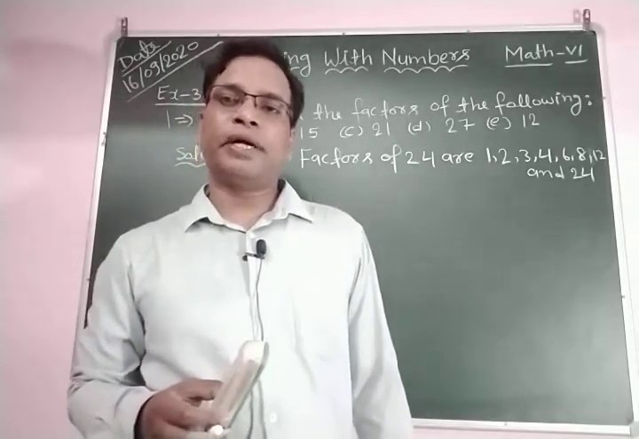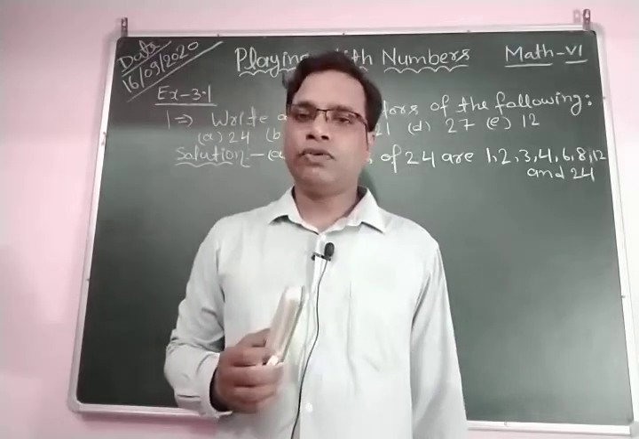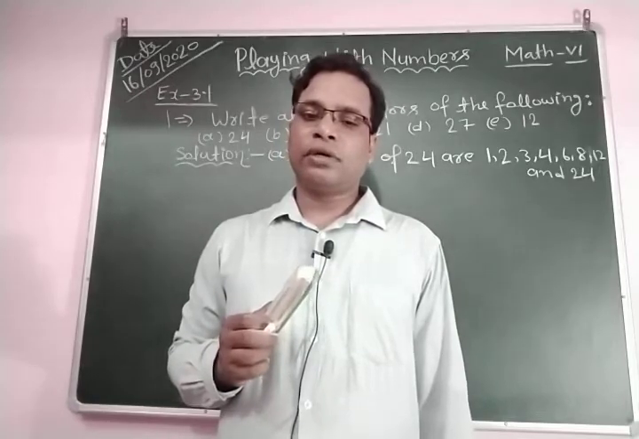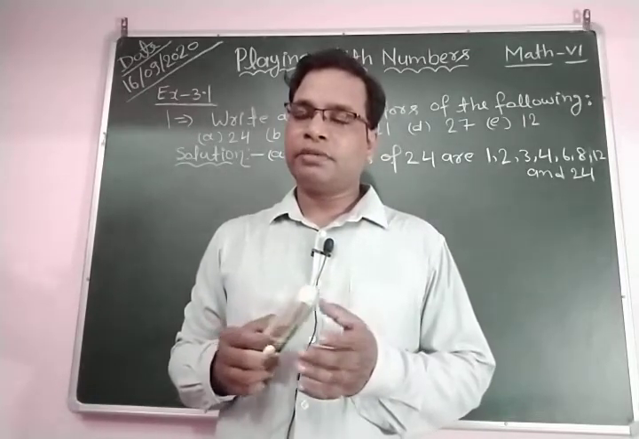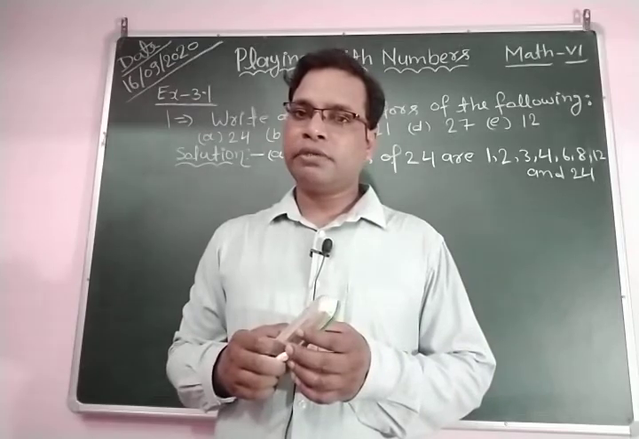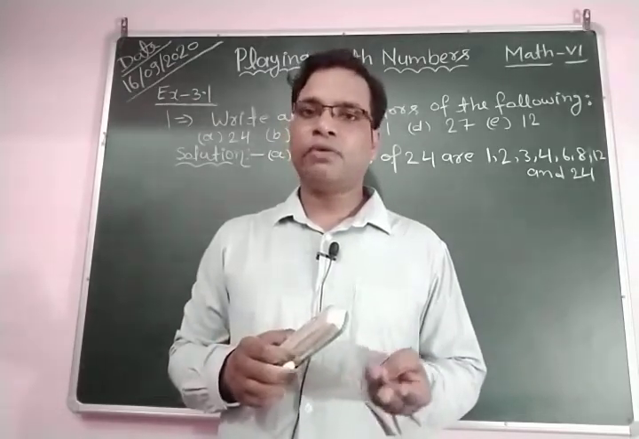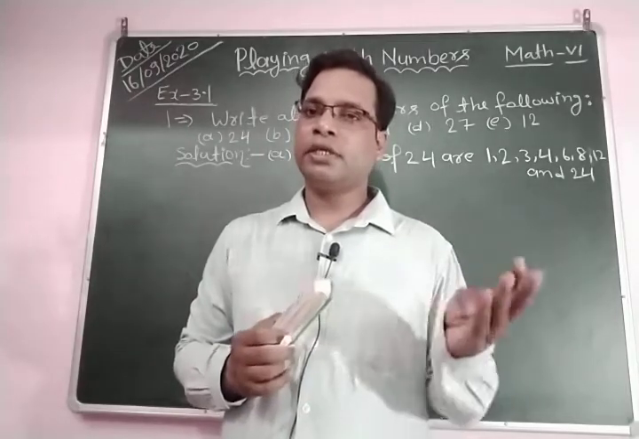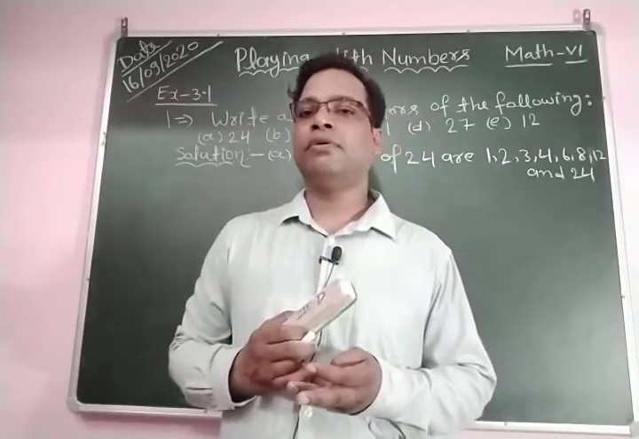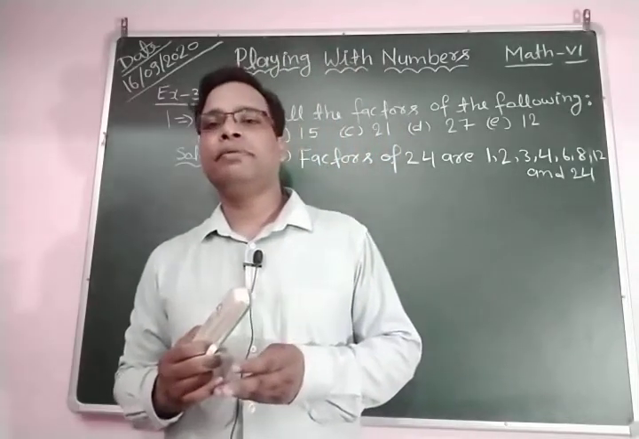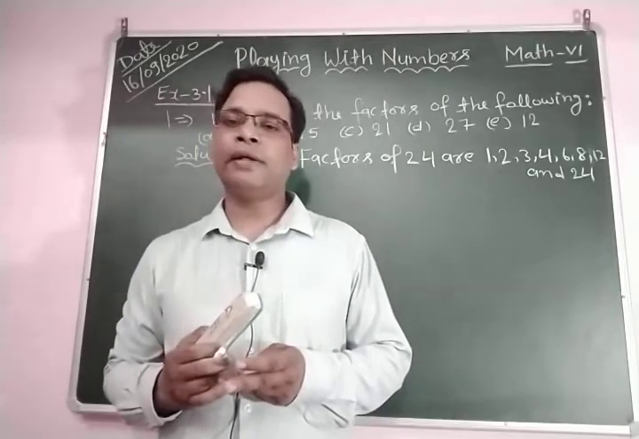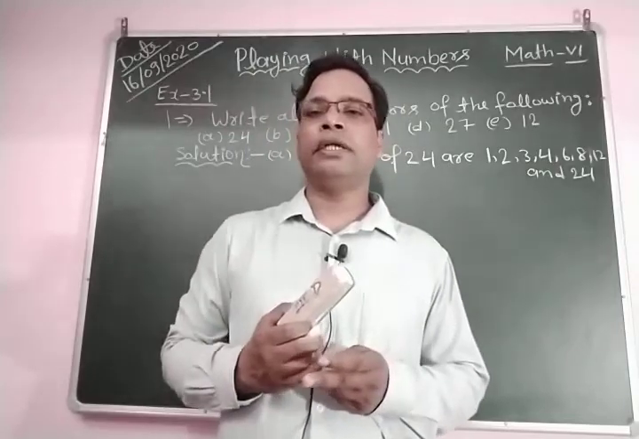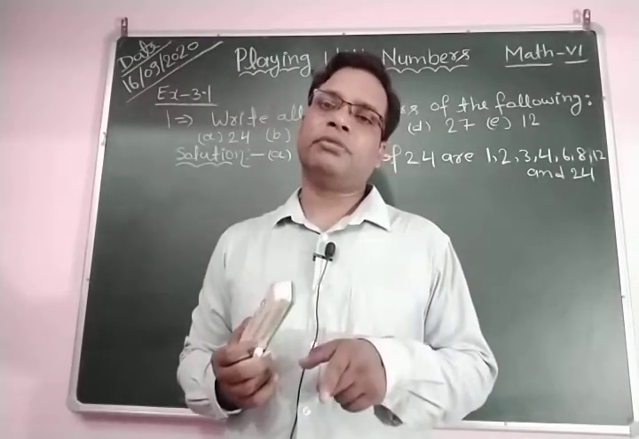Now the next part, B part, has 15. We need to write all factors of 15. So which numbers divide 15, by which numbers is 15 divisible? First, 1 divides 15. 2 does not divide 15. 3, yes, 3 divides 15: 3 fives are 15. 4 does not divide 15. 5 divides 15: 5 threes are 15. 6, 7, 8, no; 10, no; 11, 12, no; 15 itself divides 15.